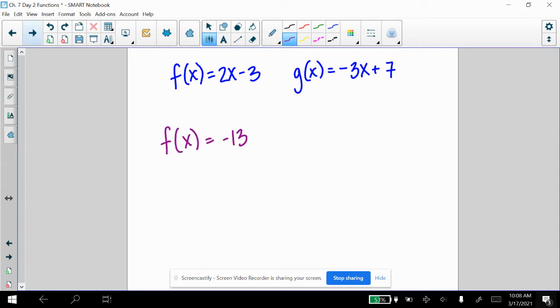All right, now I want you to pause the video here and try this one on your own. So f of x equals negative 13.